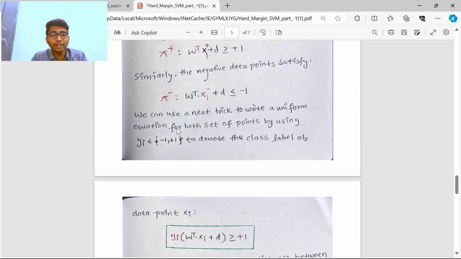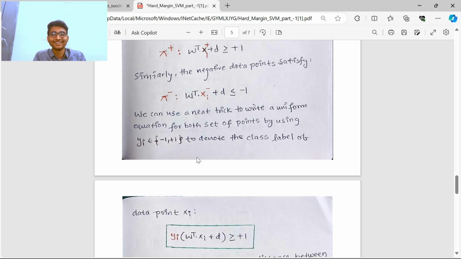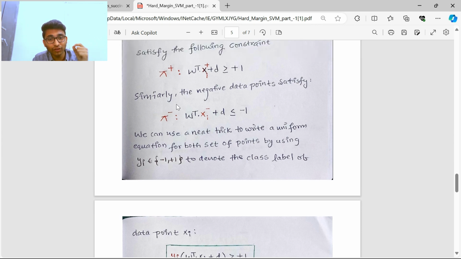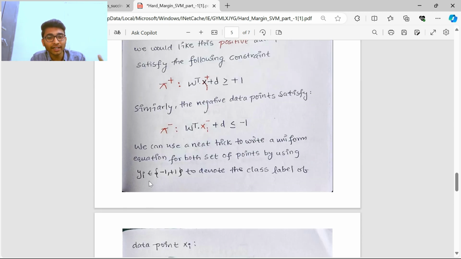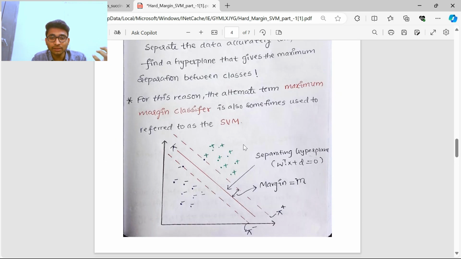Now we can use a neat trick to write a uniform equation for both. Can we have one equation for both these conditions, from these two equations? Yes, we can. How do we know this? We know their labels. The positive class has label plus 1, and the negative class has label minus 1.